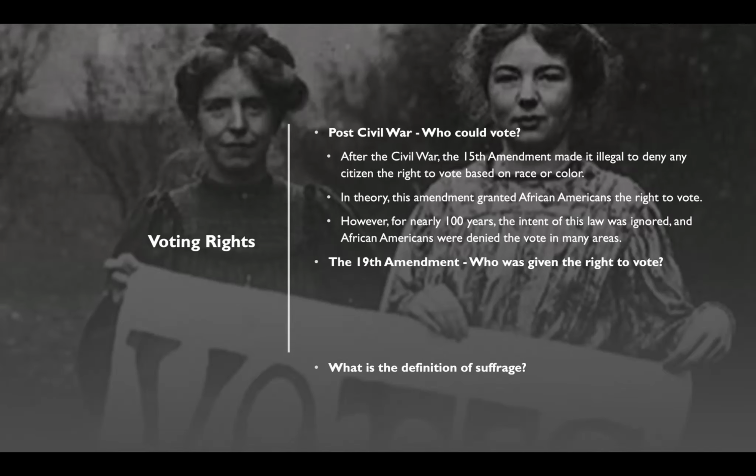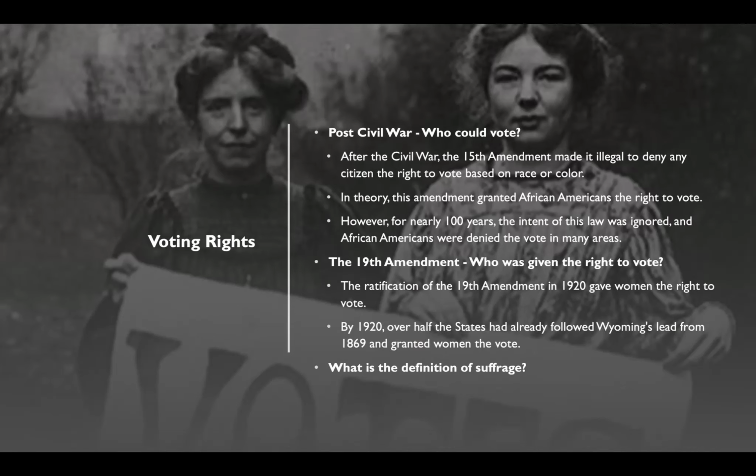Next, we have the 19th Amendment. Who was given the right to vote under this amendment? The ratification of the 19th Amendment in 1920 gave women the right to vote. By 1920, over half the states had already followed Wyoming's lead from 1869 and granted women the right to vote. You may have heard about the suffrage movement, but what is the definition of suffrage? Suffrage is the right to vote.